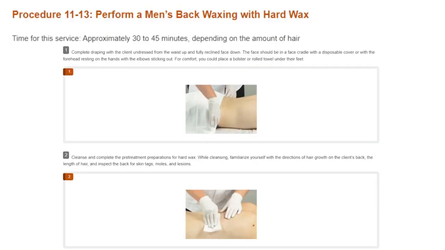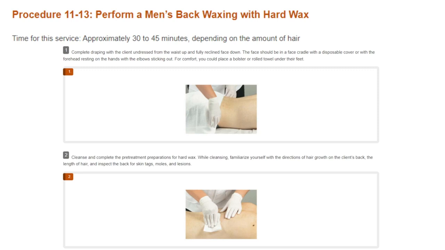Procedure 11-13. Perform a men's back waxing with hard wax. Time for this service, approximately 30 to 45 minutes, depending on the amount of hair. 1. Complete draping with the client undressed from the waist up and fully reclined face down. The face should be in a face cradle with a disposable cover or with the forehead resting on the hands with the elbows sticking out. For comfort, you could place a bolster or rolled towel under their feet.